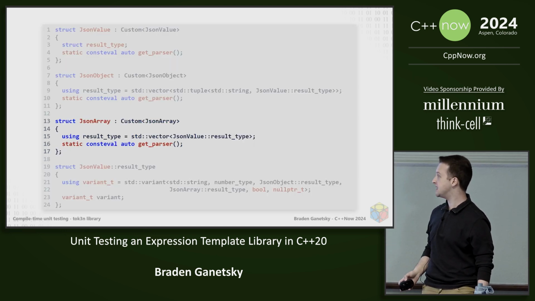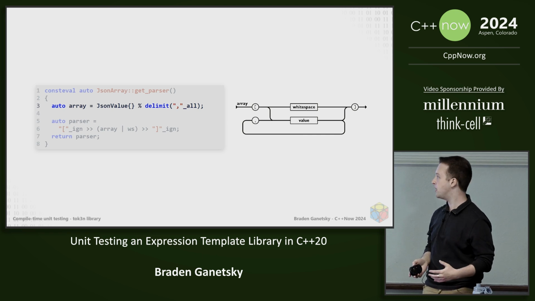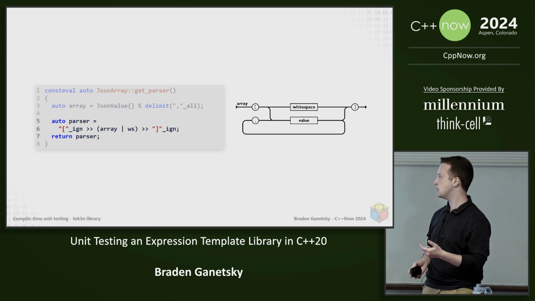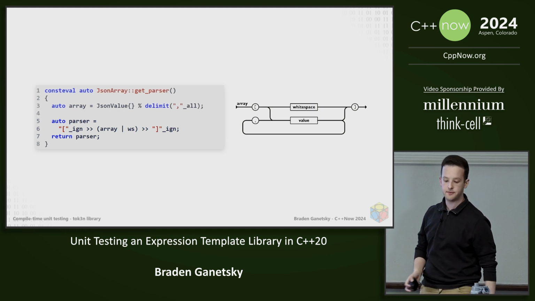Same with JSON array. It ends up being even simpler because JSON array is just a bunch of values delimited by comma. And then the total parser is a brace followed by an array or a white space followed by, a bracket, not a brace. And that's the total parser.